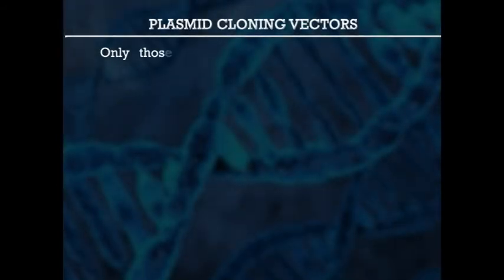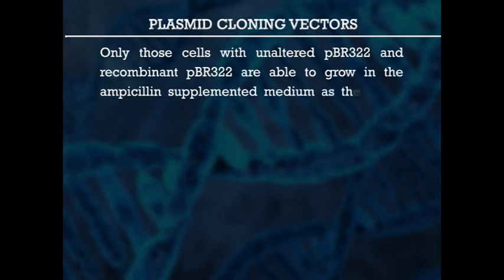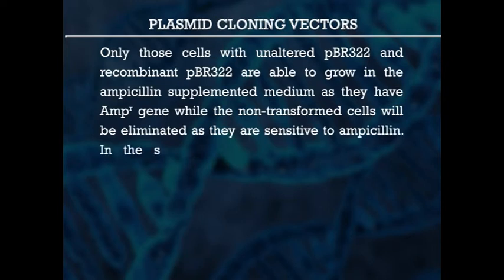For the selection of transformed cells with a recombinant vector with DNA insert, the cells from the transformation mixture are first plated onto medium containing ampicillin. Only those cells with unaltered pBR322 and recombinant pBR322 are able to grow in ampicillin-supplemented medium as they have the ampicillin resistance gene, while the non-transformed cells will be eliminated as they are sensitive to ampicillin.